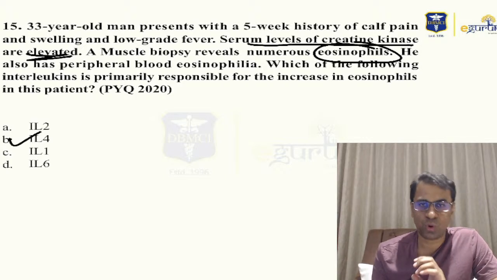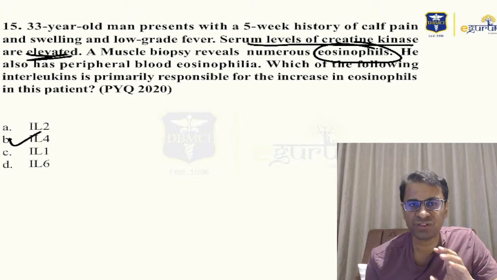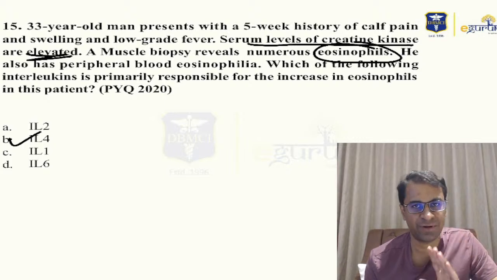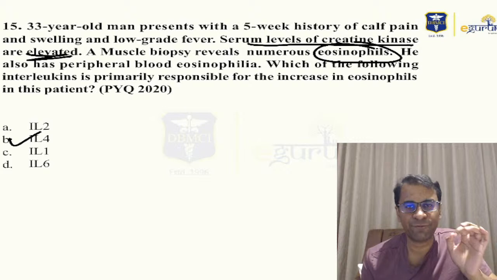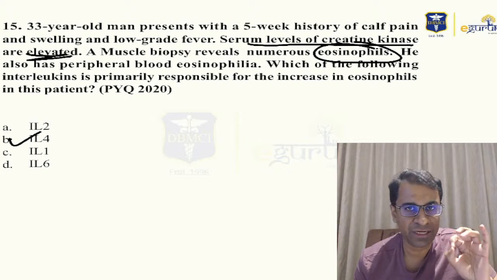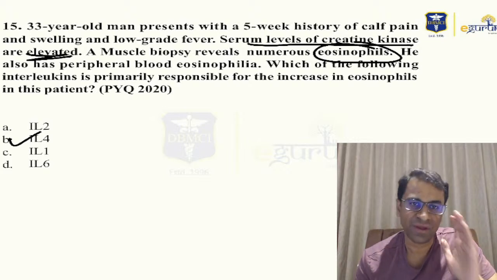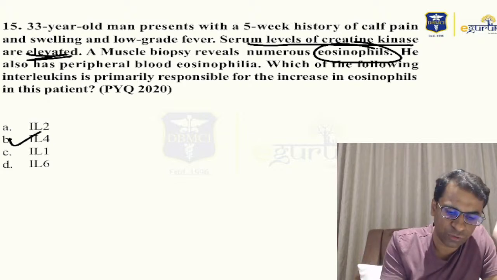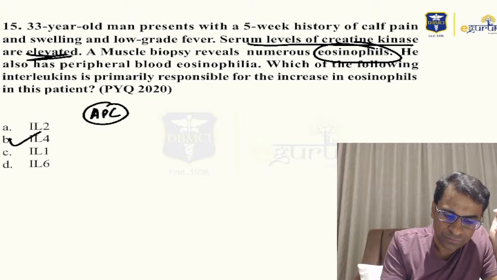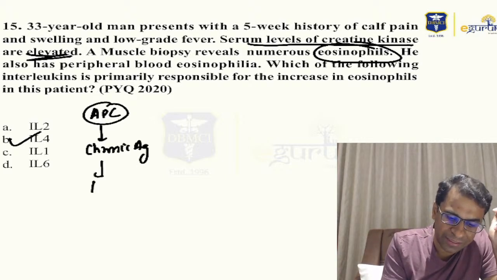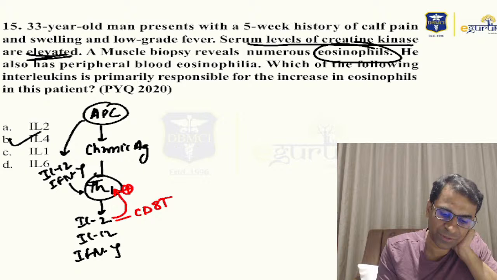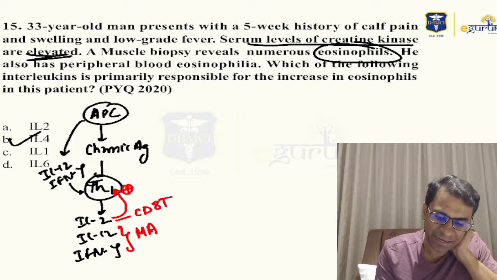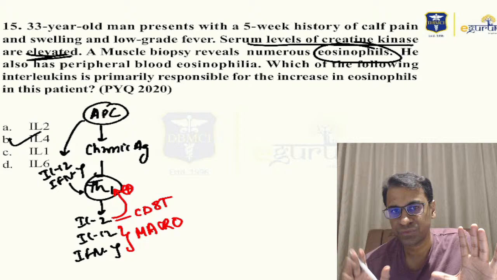Often this question can be solved by just having a small revision of the Th1, Th2 and Th17 cells. From the last 2-3 years, I've noticed the question on Th1, Th2, Th17 cytokines is very frequently asked nowadays. So let's have a very small revision. Quickly, look: APC presenting a chronic antigen to a Th1 cell, IL-12 and gamma interferon will activate what? Macrophages. Okay. Next question, sir.